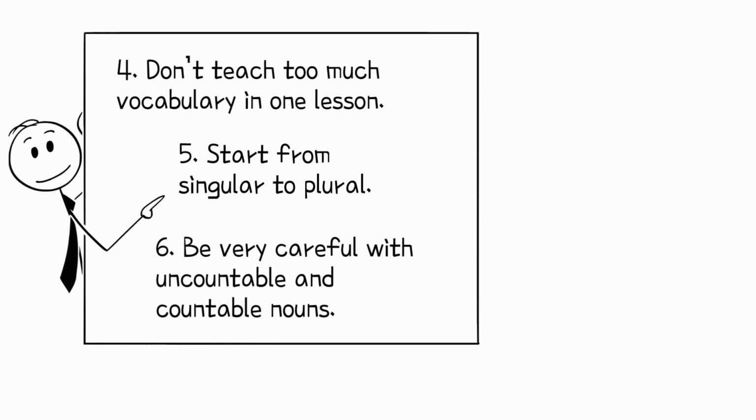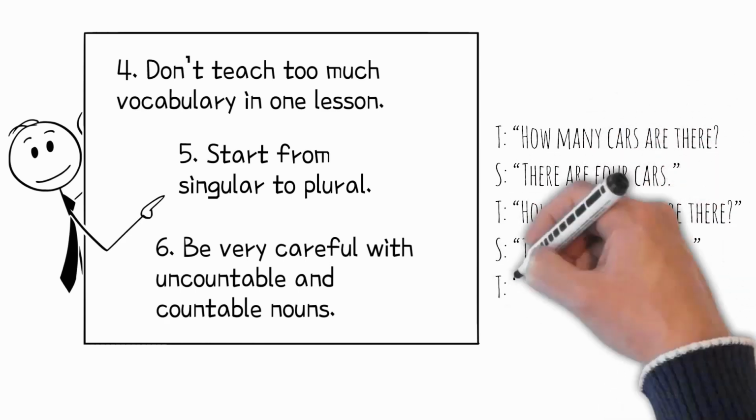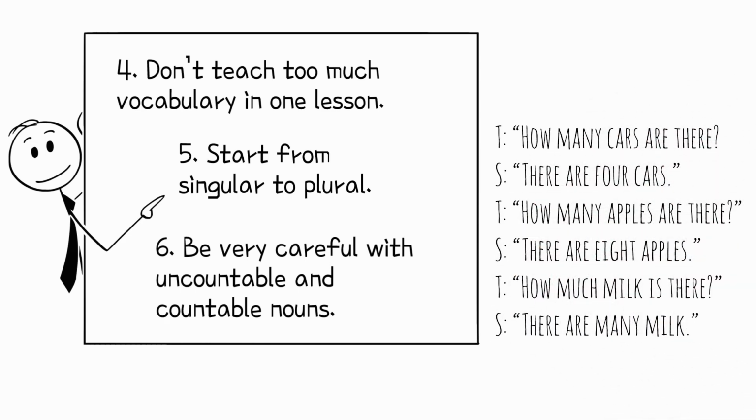For example, look at how the following dialogue goes wrong. How many cars are there? There are four cars. How many apples are there? There are eight apples. How much milk is there? There are many milk. You can teach your students the difference between much and many when you feel they are ready. In the meantime, focus on simple vocabulary and countable nouns that your students will be able to use.